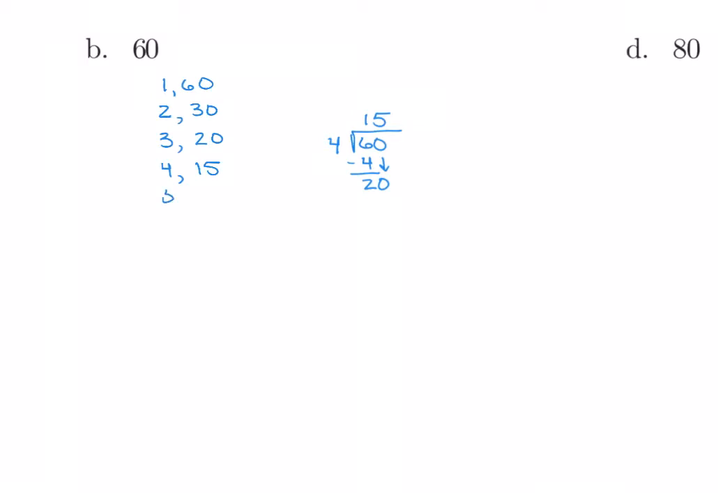60 is divisible by 5. It does end in a 0. And 60 divided by 5: 5 goes into 6 one time. 1 times 5 is 5. We subtract, we get 1. Bring down the 0. And 5 goes into 10 2 times. So 5 goes into 60 12 times. 60 is divisible by 6, and 60 divided by 6 is 10.